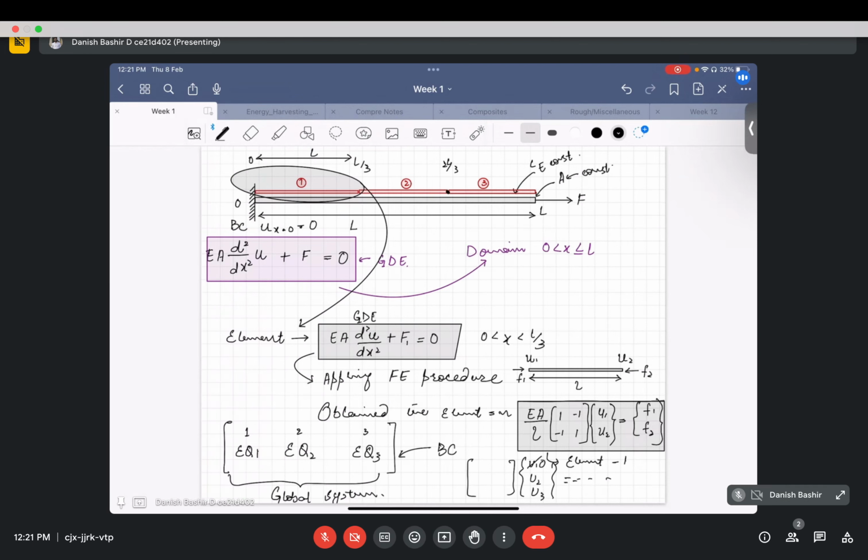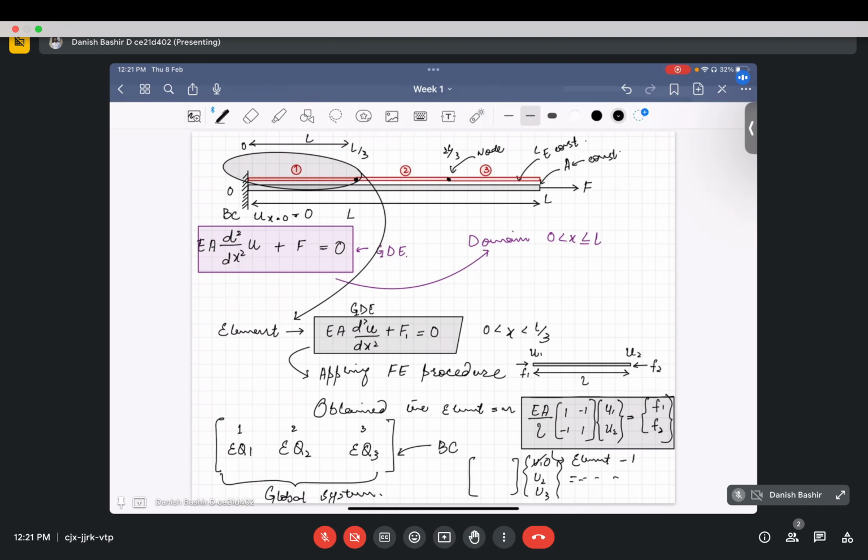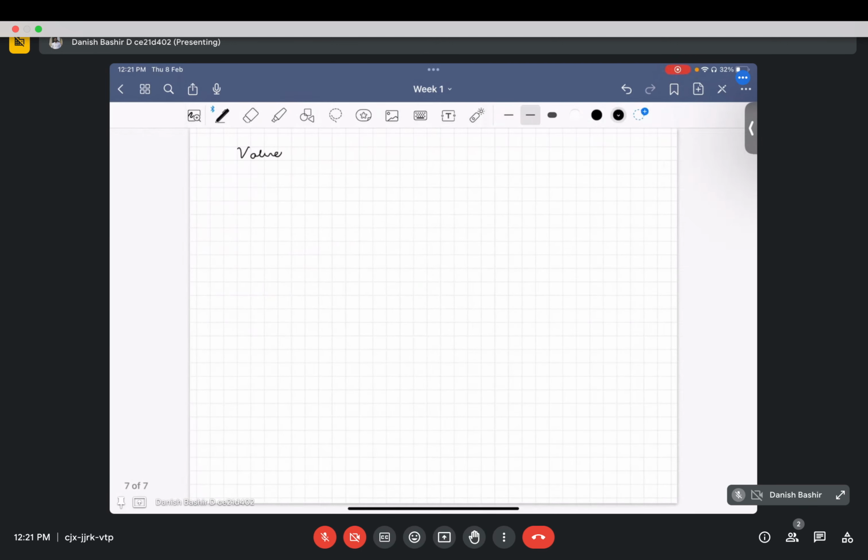The junction of any two elements is known as a node. They have the same nodal quantities. I will write node here. So the value of the nodal quantities is obtained.